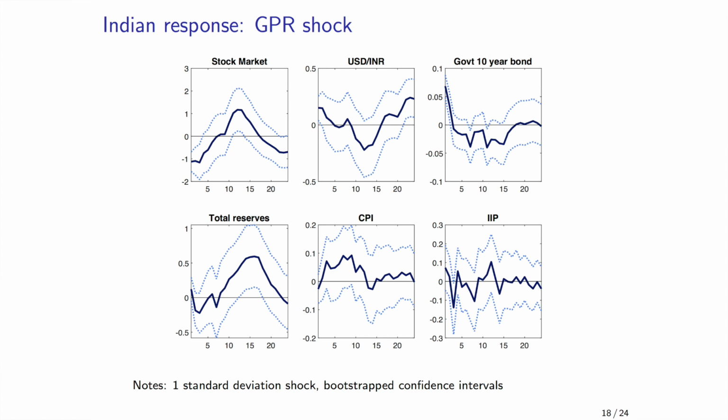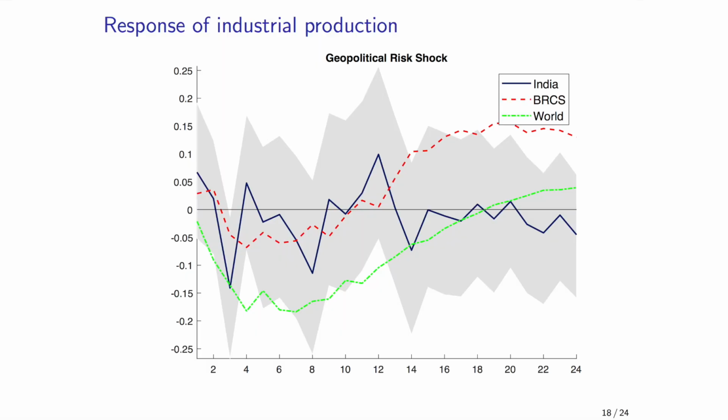Here actually we don't find much. So there is essentially the response of output is quite noisy and close to zero. We can't say much for prices either. We do see a little bit of this delayed effect, a positive effect for reserves and the stock market. Okay? And then again, when we compare this to the other benchmarks for the Indian case, we see that it's close to the BRICS countries, but this effect is much smaller than what you see for the world industrial production.